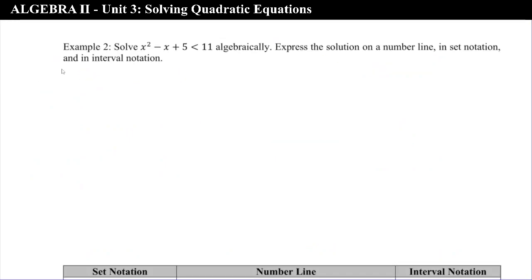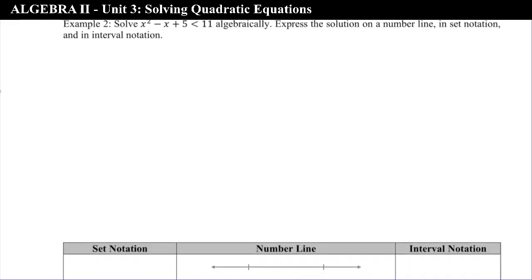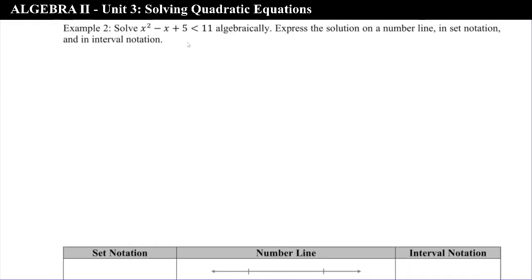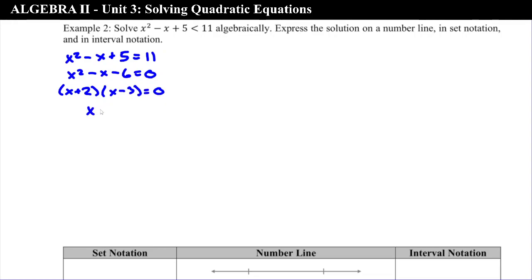All right, let's move on to example 2. We're going to solve this problem algebraically. Again, we're going to start with the related equation. We'll subtract 11 from each side, and when we do, we get x squared minus x minus 6 equals 0. And then we're going to factor this. When we do, we get x plus 2 times x minus 3 is equal to 0. So that means x is going to be either negative 2 or 3.